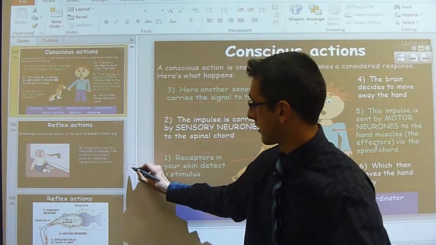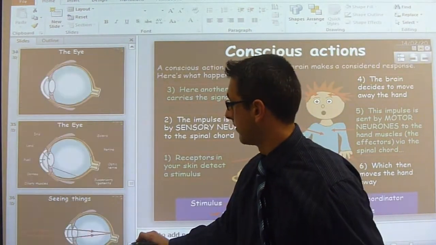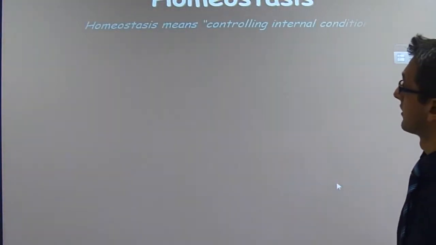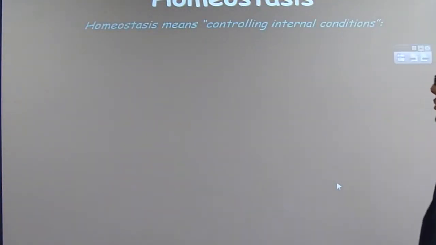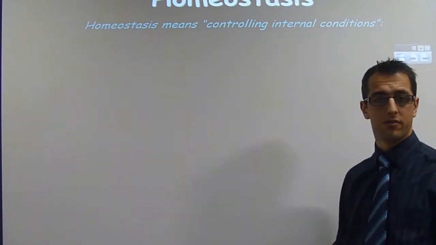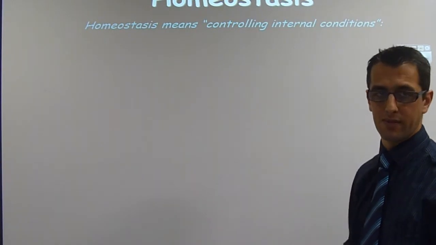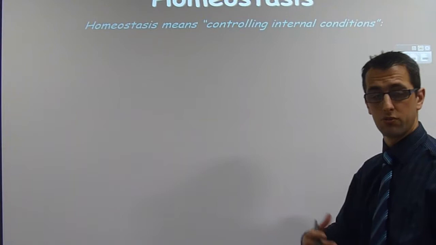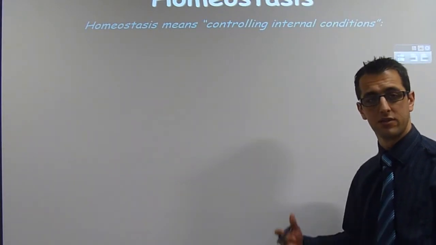So, to refer back to homeostasis specifically now, the definition of homeostasis literally means controlling internal conditions. And we know that body temperature, for example, must be maintained at 37.5 degrees Celsius. Blood sugar levels must be maintained, and so on and so forth.